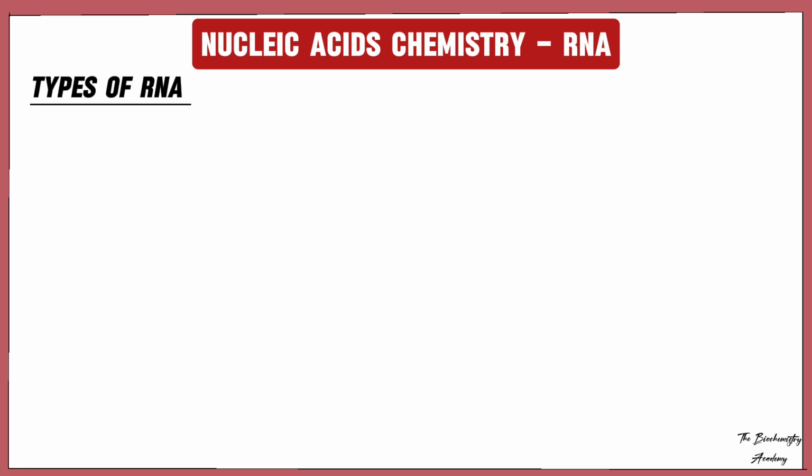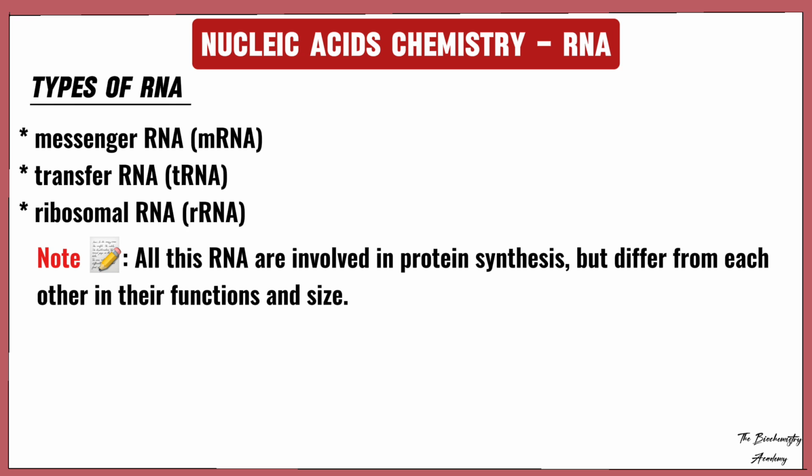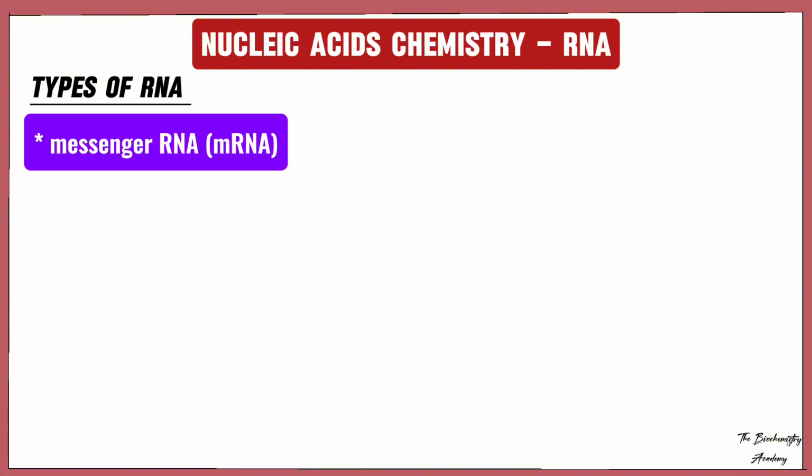There are three major types of RNA, which are 1. Messenger RNA, 2. Transfer RNA, and 3. Ribosomal RNA. And we should note that all these RNA are involved in protein synthesis, and each differ from the other by function and by their size. Now let's start with the messenger RNA, which is also called mRNA.